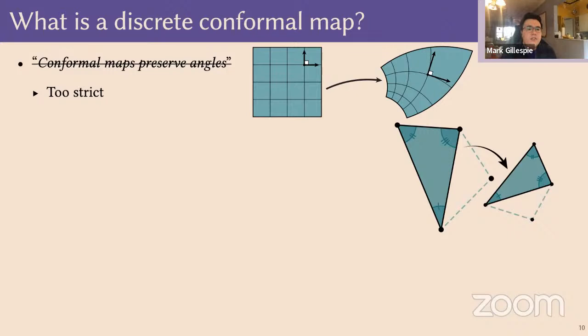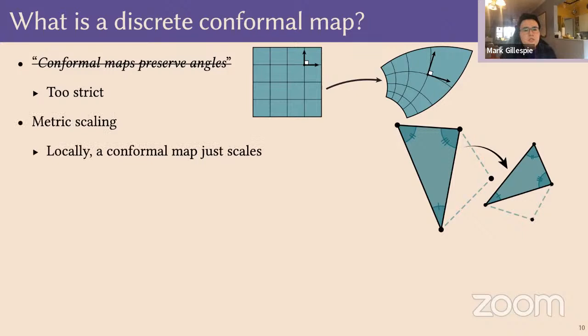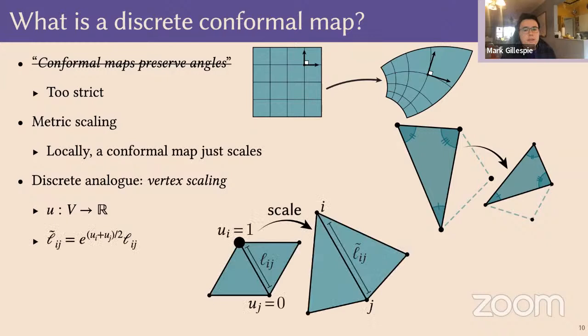In this work, we take the metric scaling perspective, which just says that if you zoom in really close to some point in your domain, then a conformal map just scales this region up or down. The analogous discrete notion is called vertex scaling. Given some log scale factor u at each vertex, we scale each edge length by the average of the u values at its endpoints. So for example, here, if we set u to 1 at vertex i and set u to 0 at all other vertices, then all of the edges incident on vertex i get longer, while all other edges remain the same length.